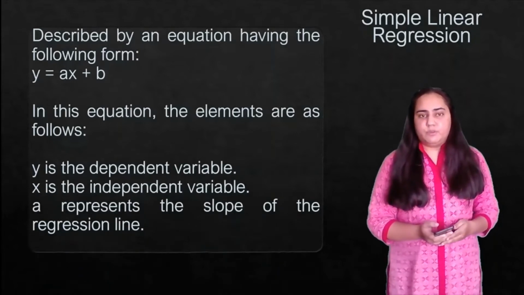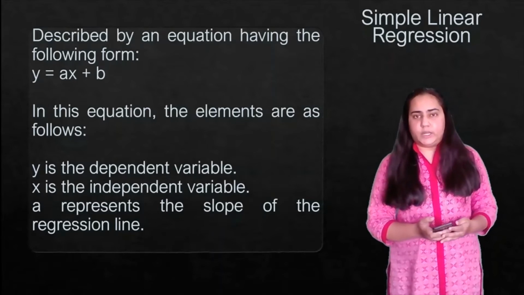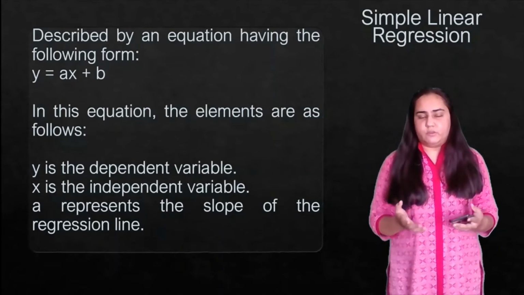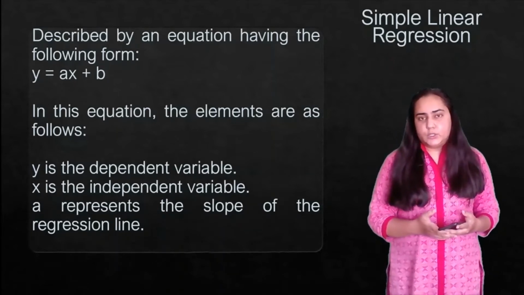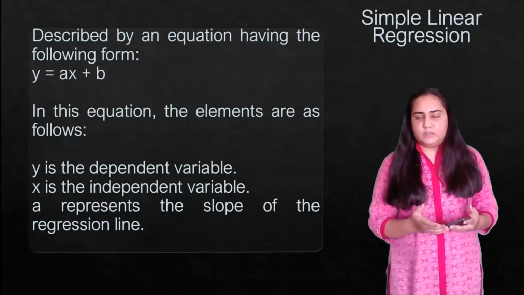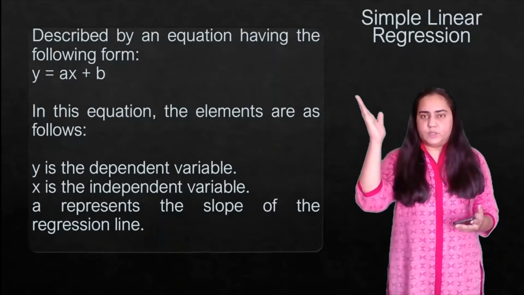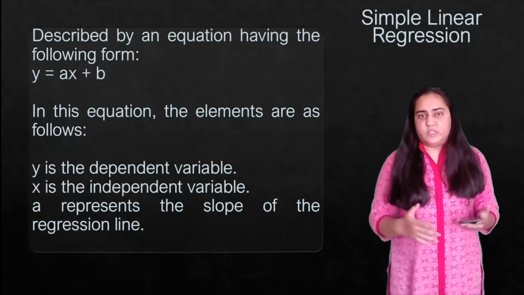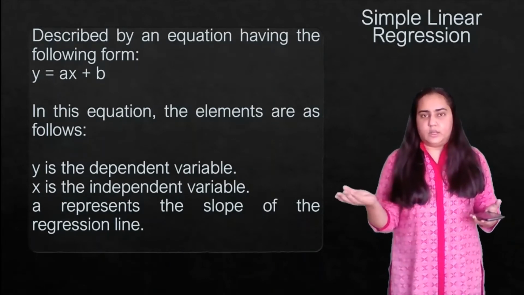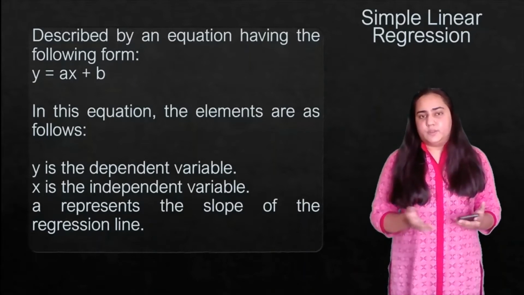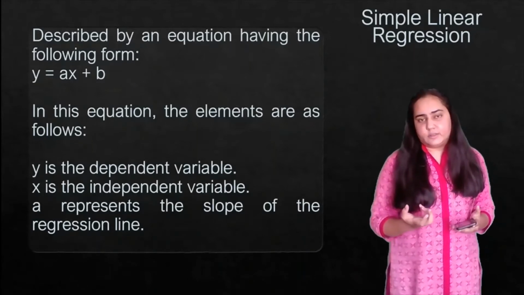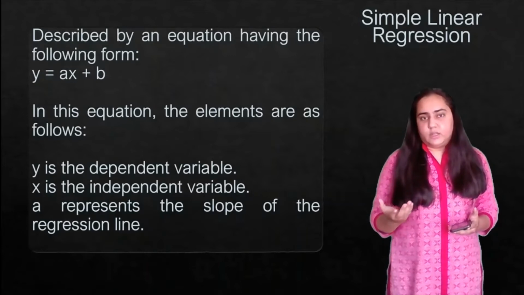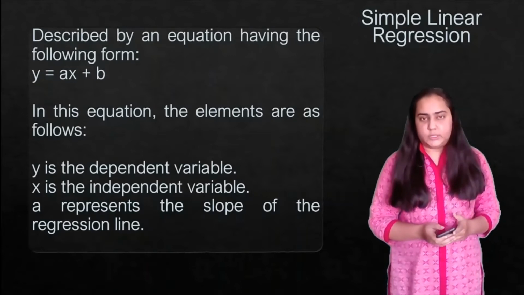And a represents the slope of the regression line, how steep the regression line is. So the slope essentially means when you see the line and you see that it is slanted, that means there is some slope. If you see a line which is completely constant, a flat line, it has no slope. So a represents the steepness of the slope of the regression line.